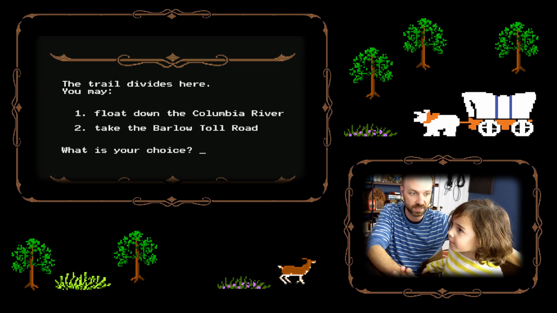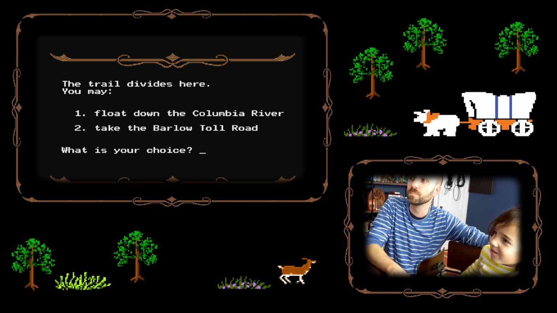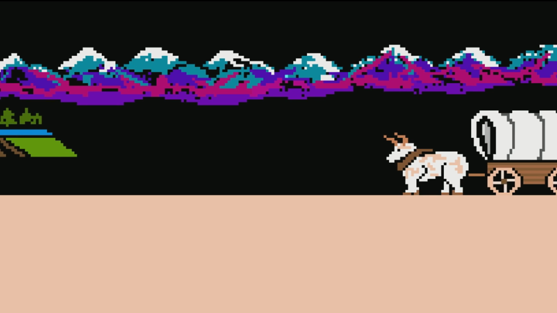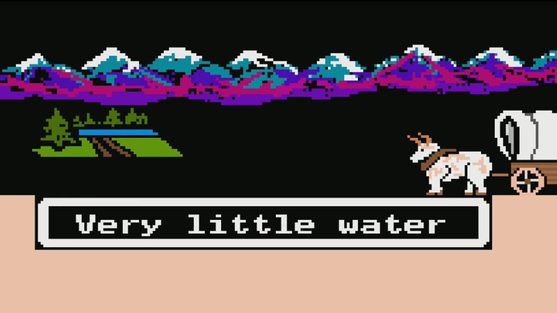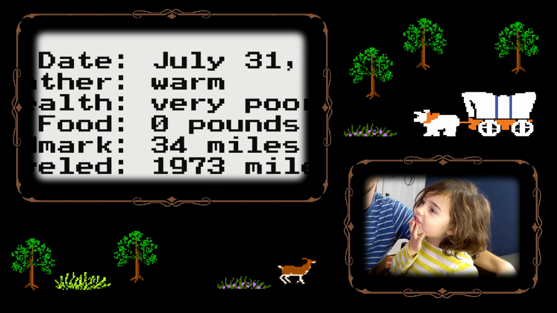Yes! The trail divides here. Float down the Columbia River or take the Barlow Toll Road. You said we're pretty good on money, so the road. You think we should take the road? Very little water. Can we do it? Lose 4 days. Oh, we're out of food.